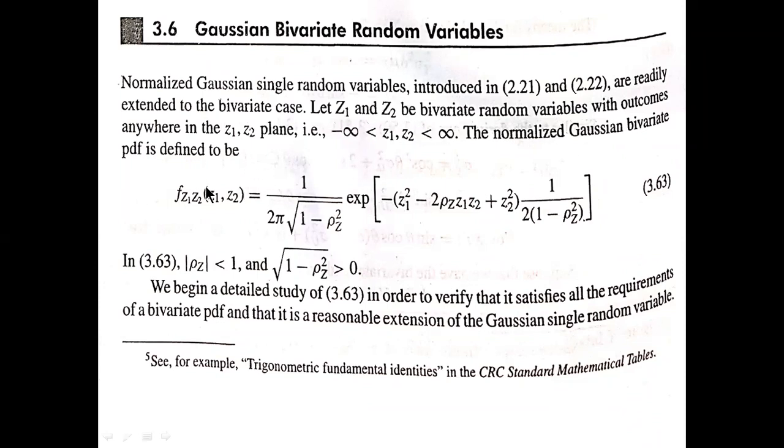defined to be something like this: f Z1, Z2 (Z1, Z2) equal to 1 by 2 pi root of 1 by sigma Z square, the exponential of minus Z1 square minus 2 rho Z Z1 Z2 plus Z2 square, multiplied by 1 by 2 into 1 minus rho Z square. Now this rho Z magnitude should be less than 1, and the root of 1 minus rho Z square should be greater than 0, because this is less than 1, this should be greater than 0.